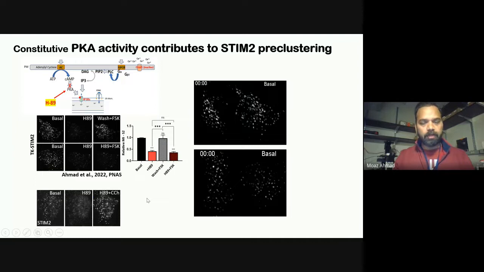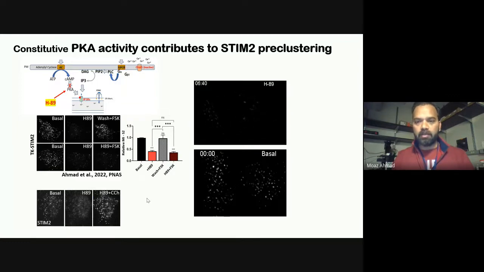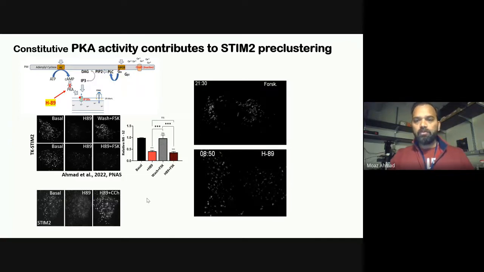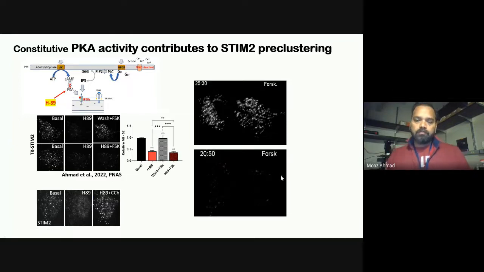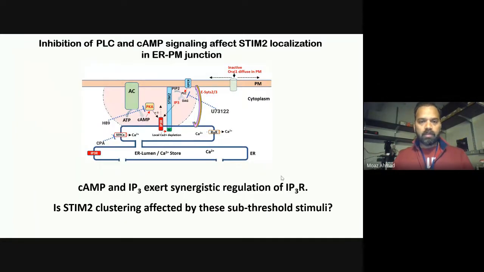Next, we wanted to know what happens. So here is the video. You can see when we use the H89 compound, and then we stimulated with forskolin with and without wash. Here you can see the Stim2 clustering is back, but not in this case. So I will move on with our findings.